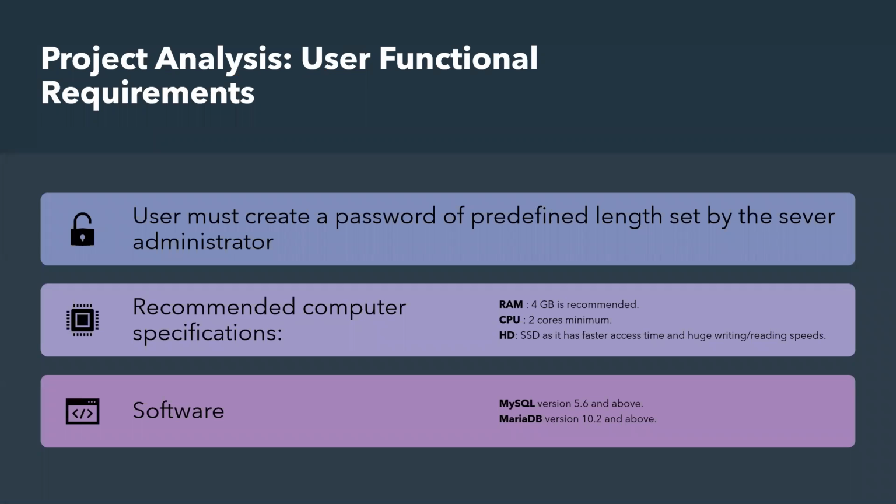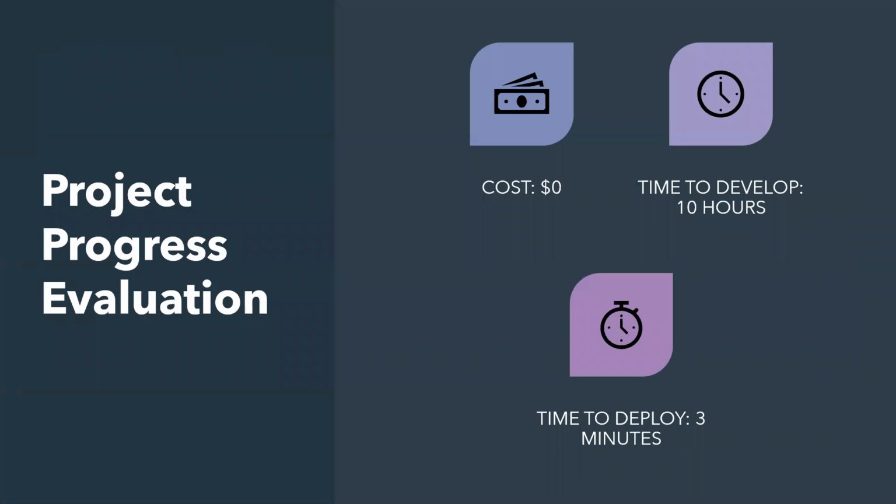So here we have our product analysis, and this is covering the user functional requirements. First, the users must create a password of a predefined length set by the server administrator, which is me. Our recommended computer specifications were 4 GB of RAM, 2 cores of CPU, and an SSD as it has a faster access time. Moving on to the software, we have MySQL version 5.6, and also MariaDB version 10.2. For our progress evaluation, the cost was $0. It took about 10 hours to develop, and our time to deploy this project was about 3 minutes.